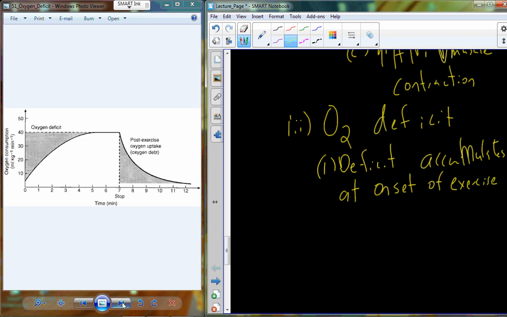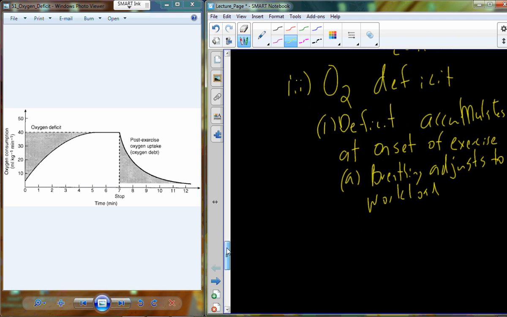So this deficit is what accumulates at the onset of exercise, and it comes in the form of adjusted breathing, and it takes time to adjust that breathing. I mean, if I tell you, okay, sprint, you instantly are running as fast as you can, but your breathing has to catch up. So muscle contraction can instantaneously begin at a very high workload, but breathing remains low and slowly elevates with time. So your breathing rate adjusts to your workload.